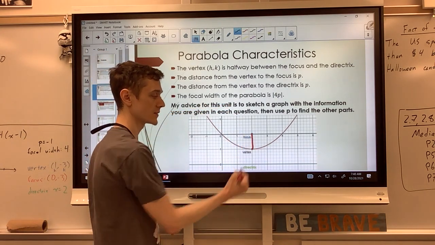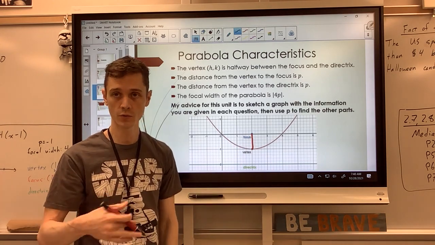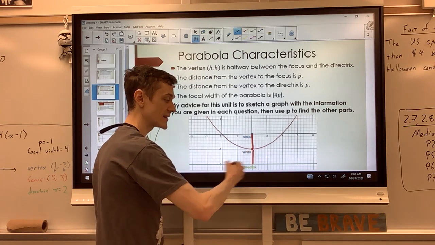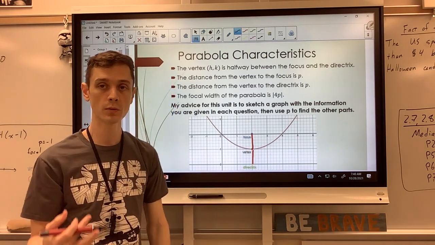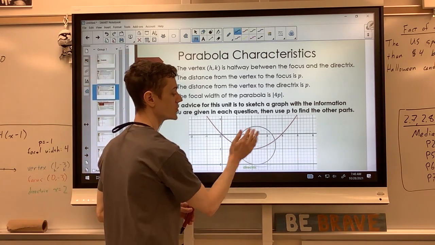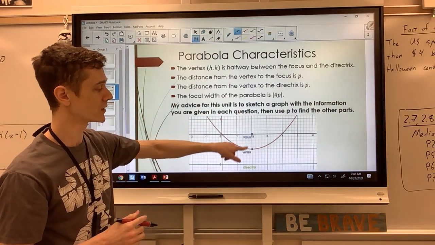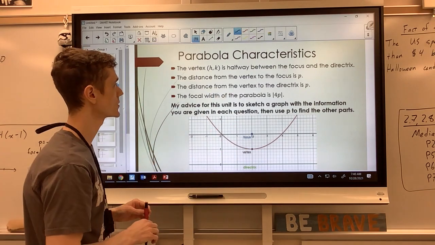Some questions may give you the focus and the vertex instead, in which case you can measure what that distance is, and then as soon as you find out if it's 2, 3, 4, whatever, you can measure that same distance in the opposite direction, and that's how far away the directrix will be. So you'll be able to place that object instead. So as long as you know two of the components, you should be able to find the third by focusing on the fact that the vertex is halfway between the other two components.